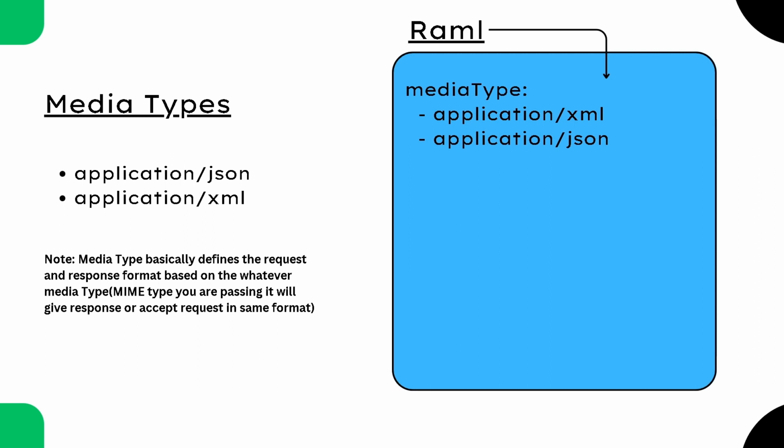So media type basically defines the request and response format based on whatever media type or MIME type you are passing. It will give a response or accept a request in the same format. Whatever format you want to use, you can specify media types accordingly. If you want the client to send you requests in XML format, and you want the client to receive responses in XML format, you can specify media types as application/xml. And similarly for JSON. So let's move on to the next topic, guys.